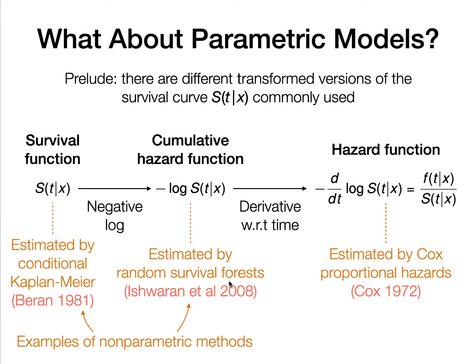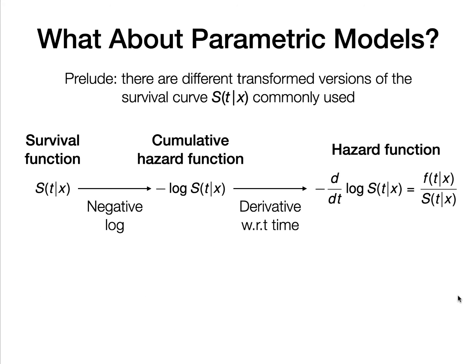The left two things are examples of non-parametric methods. Again, these do not assume a parametric form for the survival function S. In the Cox model, as we'll see shortly, it's partly parametric in a sense that I'll make clear in a moment. So before moving on, I'll just make this part clear.